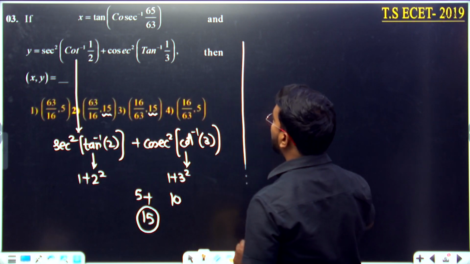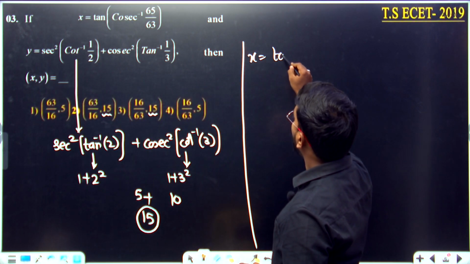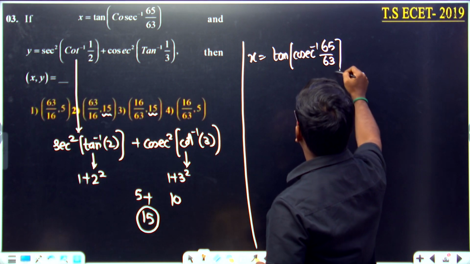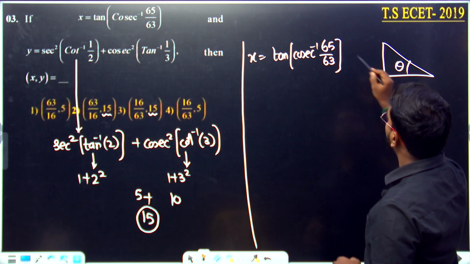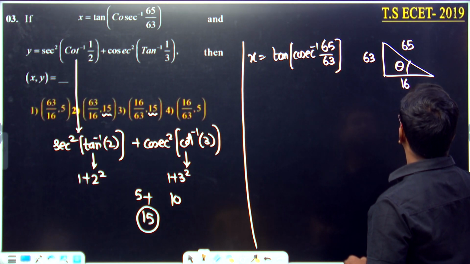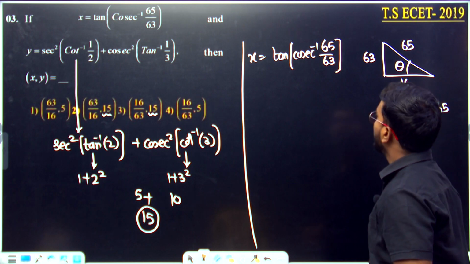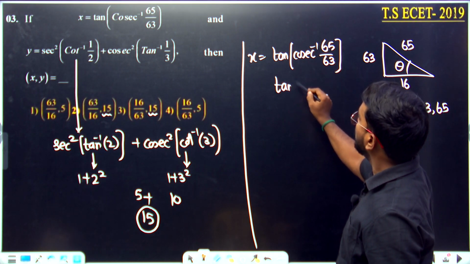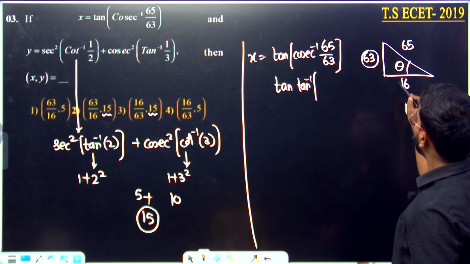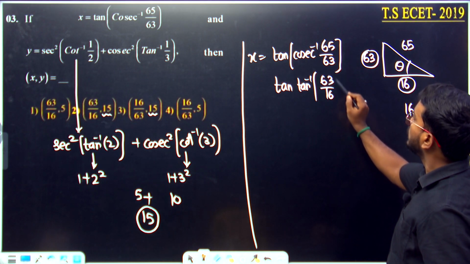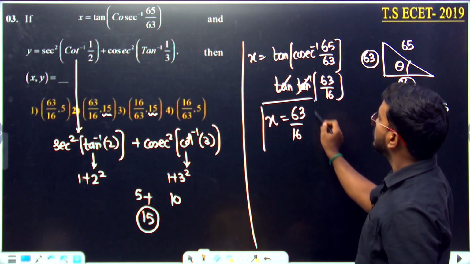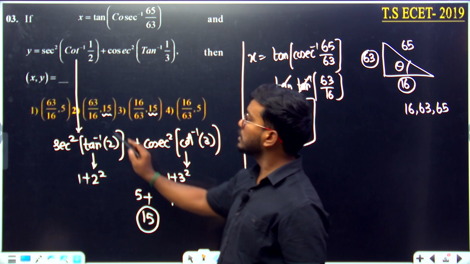So now we need to go for the x solution also. x is equal to tan of cosecant inverse of 65 by 63. Okay, now you need to know a triplet here. What is a triplet? Cosecant is hypotenuse divided by opposite. The triplet is 16, 63, 65. So now we require tan of cosecant inverse of 65 by 63. Tan is opposite by adjacent, that is 63 by 16. Tan inverse is eliminated. What is the answer here? 63 by 16. So this is again a triangle method, and 63 by 16 is the correct answer.